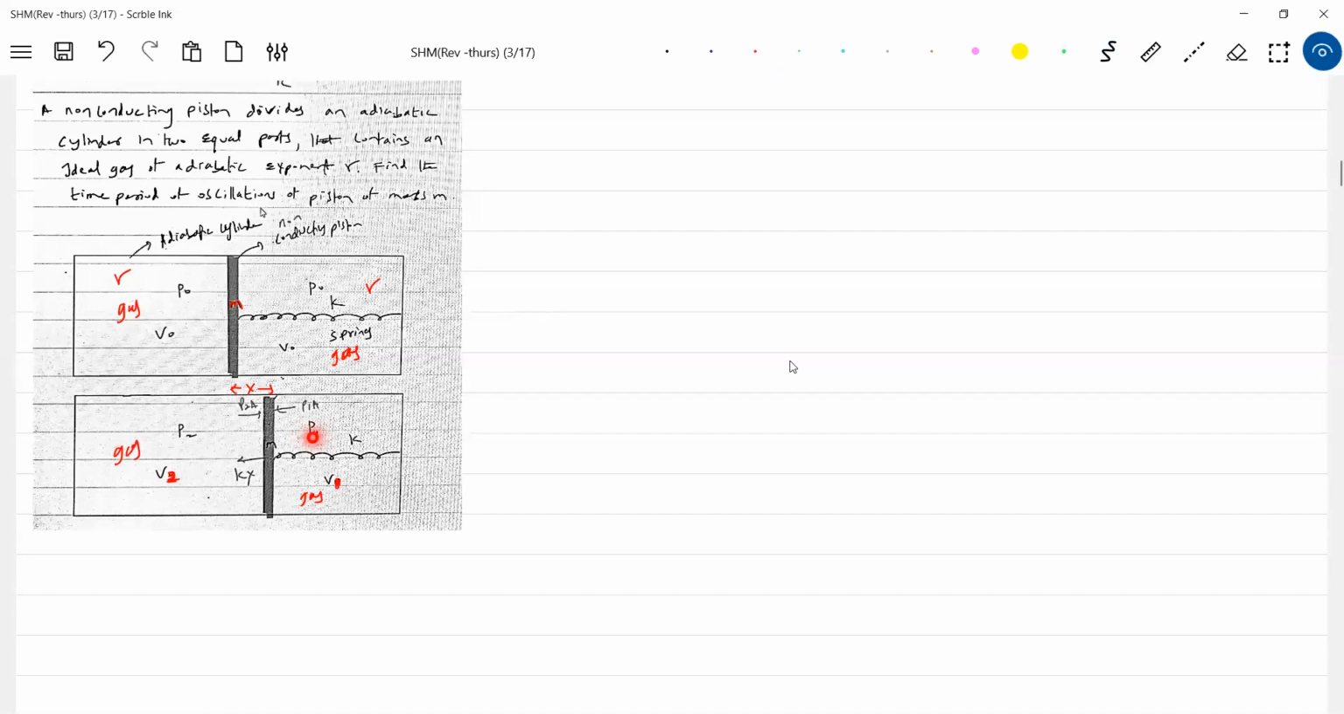Which pressure will be more? This will be more, this will be less. Therefore the spring will be compressed, so spring force Kx will act here. Try to see here: pressure force of gas P1 into A, P2 into A. Okay, agree with this? What direction will the net force on the piston be? Towards left. So it will be like this.